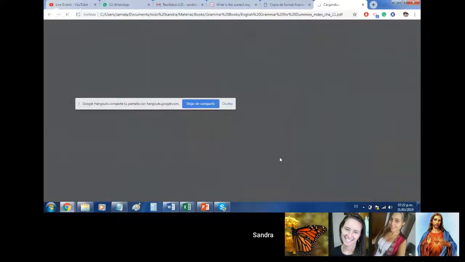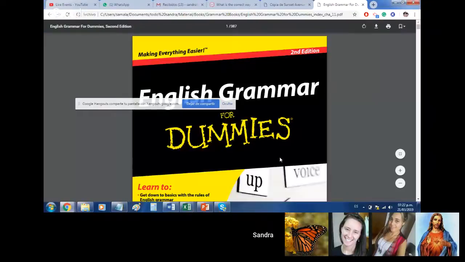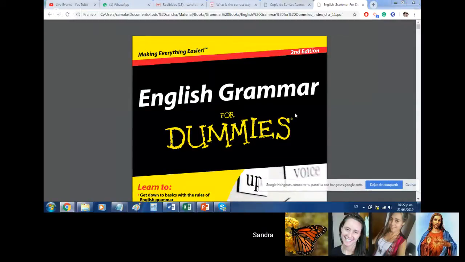Este libro se llama, de la misma colección de Internet para Dummies, Yoga para Dummies, todo eso, English Grammar for Dummies. Es un libro bastante gordo. Tiene 387 hojitas nomás. Es un libro electrónico. Eso es algo que les quiero dar a ustedes. No tienen que hacer nada, no tienen que leerlo, solamente ténganlo ahí porque más adelante puede que lo necesiten.